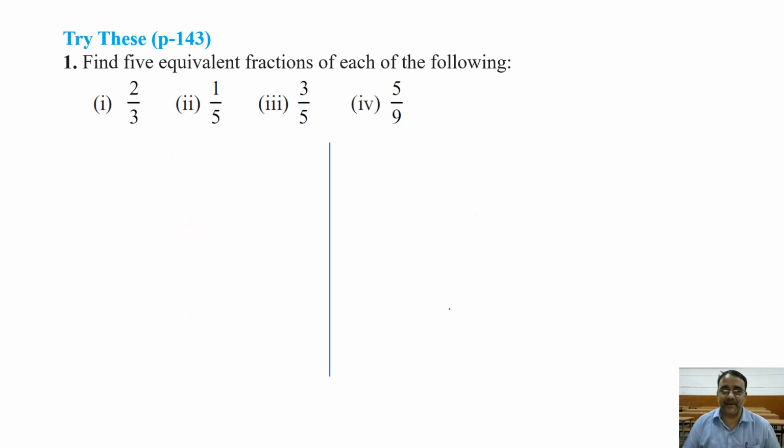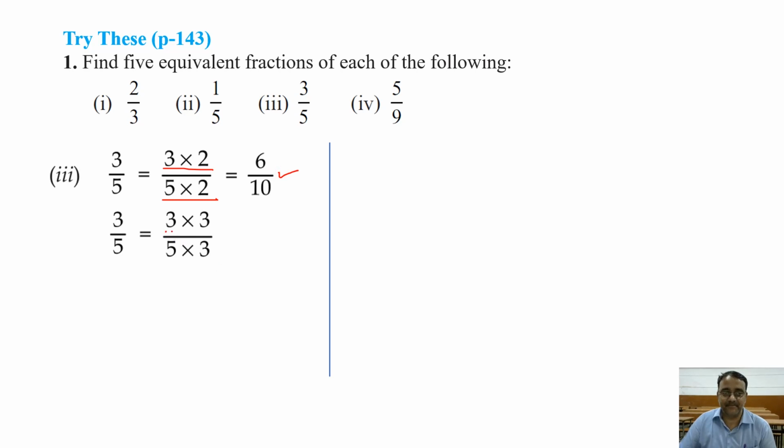Now next is 3 by 5. So first multiply with 2. 6 by 10. Very good, 6 by 10. Now multiply with 3. 9 by 15, not 6. 9 by 15, right, very good.